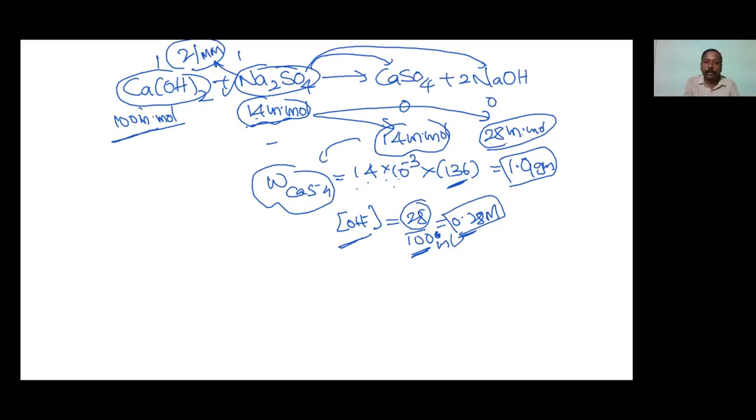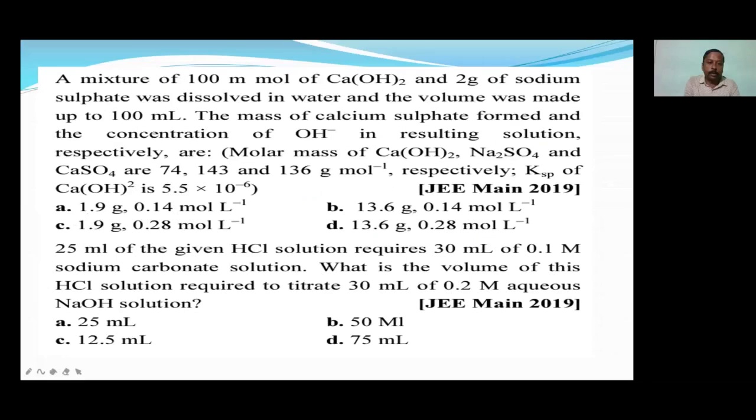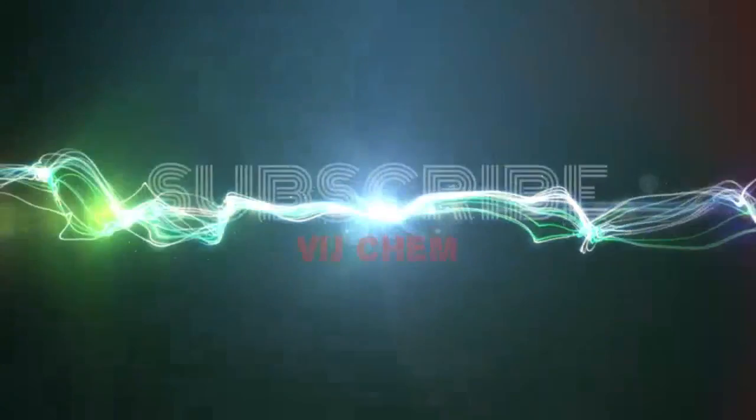So let's see which option is correct. Option C is correct: 0.19 grams and 0.28 molarity. I think it is clear to all of you.